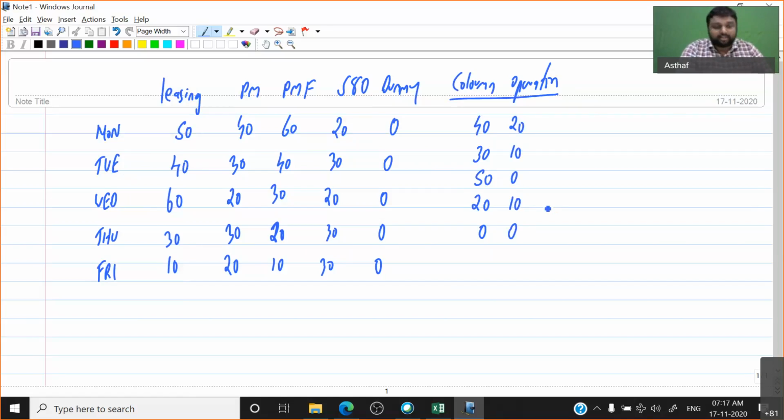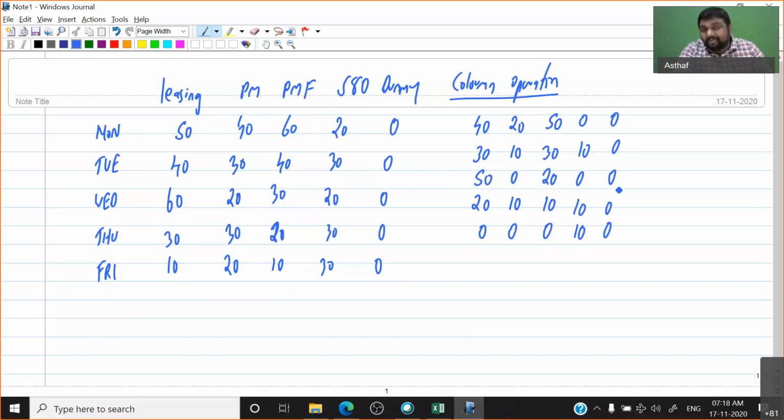Now we have to go for the next column. What is the least number? We have 10. This 10 we have to subtract. So 60 minus 10, we will have 50. 60 minus 10, we will have 30. 30 minus 10, we will have 20. 20 minus 10, we will have 10. 10 minus 10, we will have 0. Now what is next? The least number is 20. So we make 0, 10, 10. Now going further, 0, 0, 0, 0. So we have done the column operation.